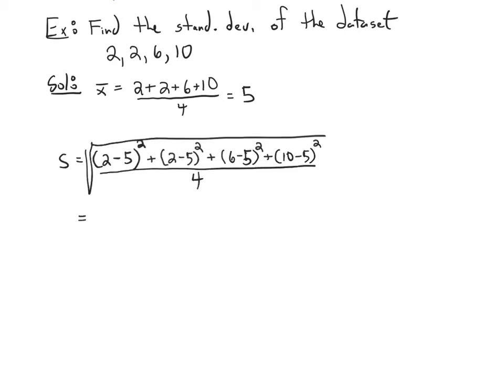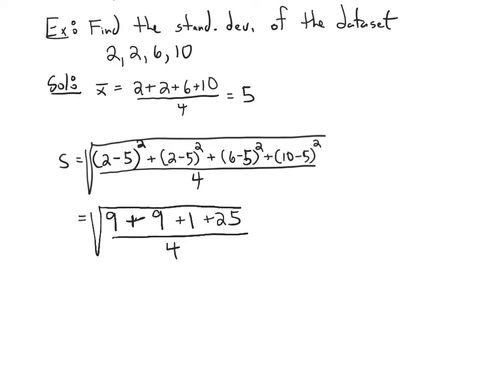So let's calculate this. 2 minus 5 is negative 3. Negative 3 squared is a positive 9. There is another 9. 2 minus 5 all squared is 9. 6 minus 5 is 1. 1 squared is 1. And 10 minus 5 is 5. 5 squared is 25. And this is over 4. And we take the square root of everything here.